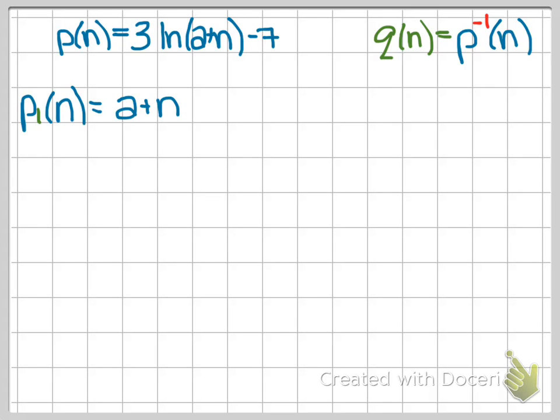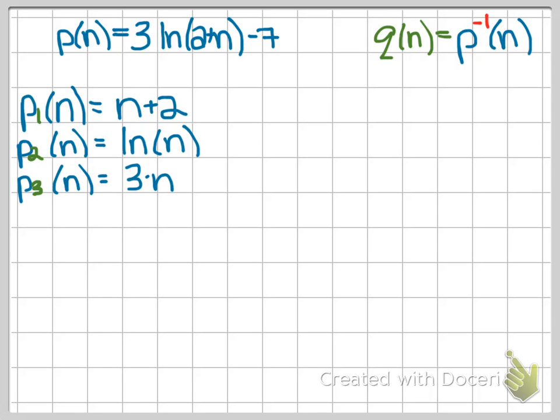Our first part of p of n is actually 2 plus n. But I'm actually going to flip this around using the commutative property and write it as n plus 2. And you'll see why it makes a little bit more sense later. The second part of our p function is then the natural log of a number. Our third part is then we're going to triple that number. We're going to multiply it by 3. And then our last part of our p function is that we're going to take away 7.